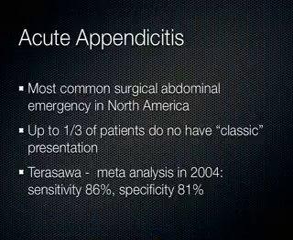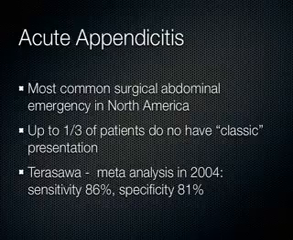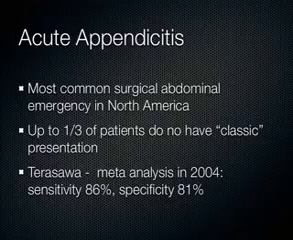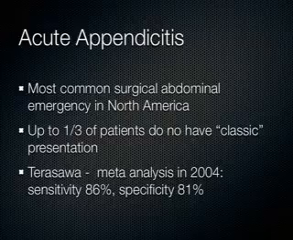Okay, switching gears, finally, the appendix. And the acute appendicitis, very, very common, okay? It's the most common surgical abdominal emergency in North America. About a third of patients, though, don't have that classic presentation, which is generalized abdominal pain that then locates itself to the right lower quadrant, what we call McBurney's point, and associated with anorexia and an elevated white blood cell count. That's a classic presentation I just described to you.